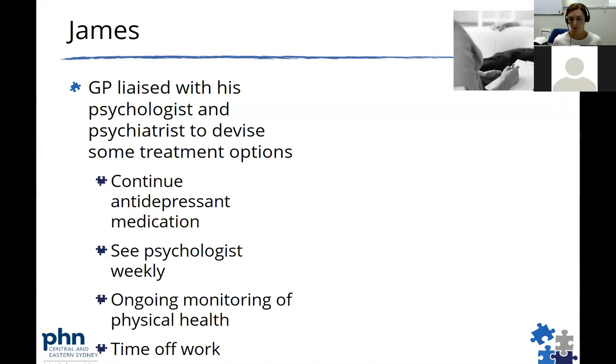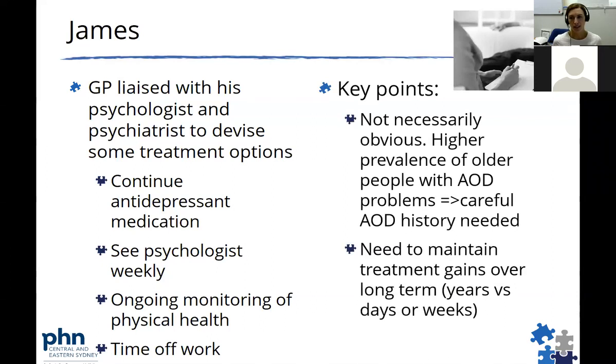In planning his treatment, James had decided that he would take some extended time off work to concentrate on his mental health. So the key points to take from this case study are that people with comorbidity do not necessarily present in any obvious way. There's a high prevalence of older people who have continued to use AOD, and the need for careful history taking regarding AOD use cannot be overemphasized. In some cases, mental health conditions may quickly respond to appropriate treatments, but comorbidity presents a number of challenges, in particular the need to maintain treatment gains over the long term, so over years rather than days, weeks or months.